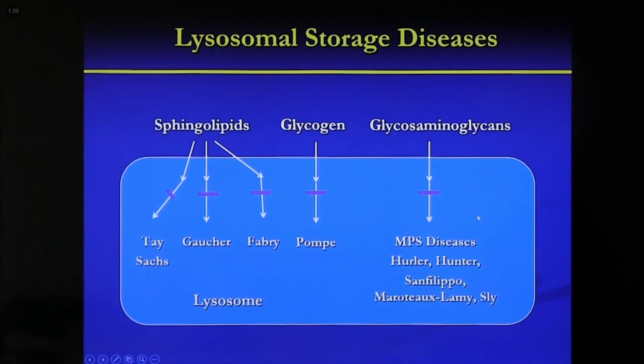Here is a general diagram of some of these conditions. Why am I going over these particular ones? Because not in Tay-Sachs, but in the other conditions, there's actually treatment. And so making the diagnosis is very important because you can alter the course of the disease.